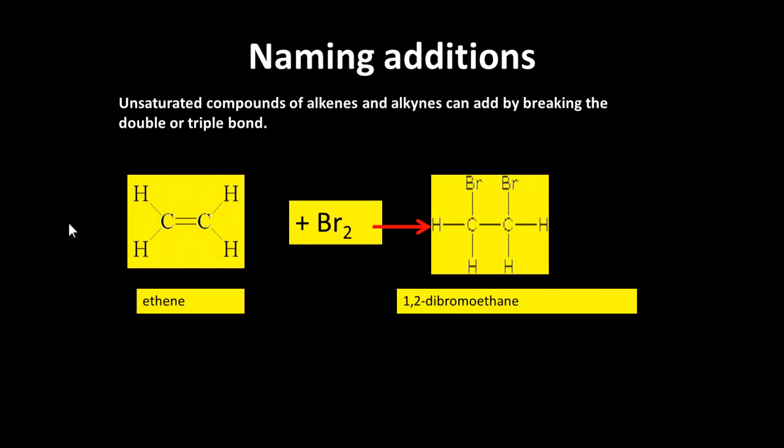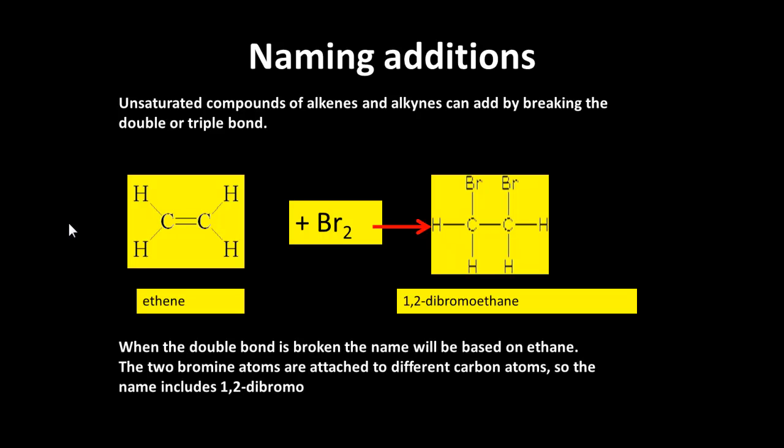Here's an example. We start with ethene with our double bond, and we add bromine. This breaks our double bond and puts in 2 bromines to give 1,2-dibromoethane. The name is based on ethane because that would be the corresponding alkane here, and there are no double bonds in our product. If we name it properly, there's 1 bromine on each of those carbons, so it's 1,2-dibromoethane.